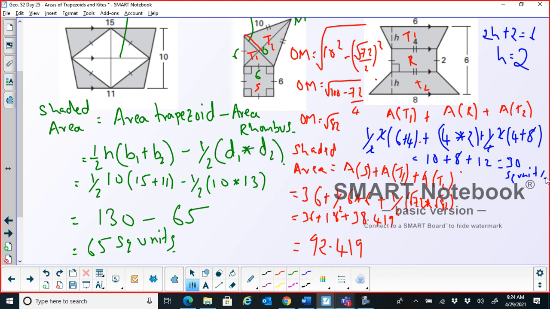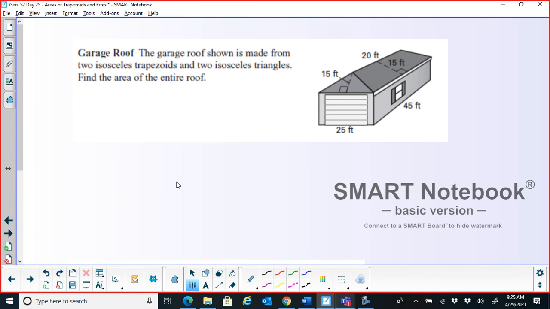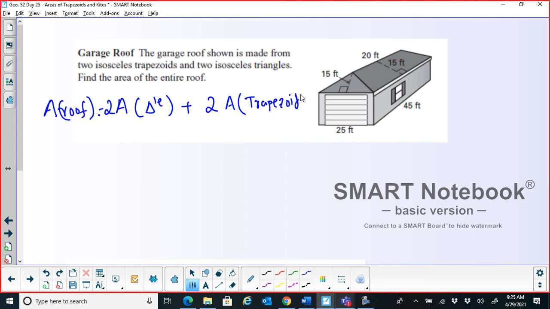Okay, let's move on to the last slide. Then I think the rest of the class time I can give to work on the test. The garage roof shown is made from two isosceles trapezoids and two isosceles triangles. Find the area of the entire roof. They are asking only the roof. Let me solve this for you. So area of roof, I'm writing it short form, area of roof equals two times area of triangles, which are isosceles, plus two times area of isosceles trapezoid. Okay, let's substitute and find the answer.